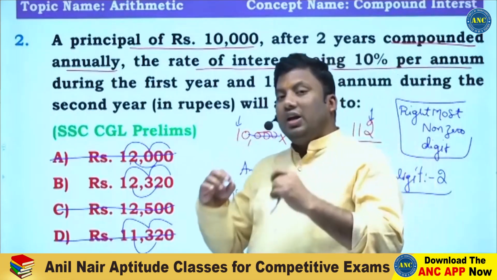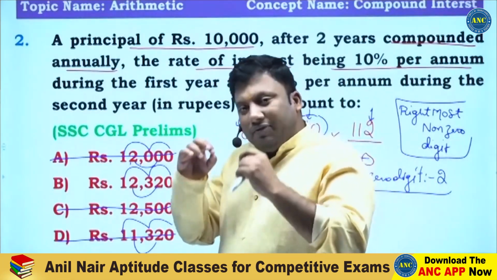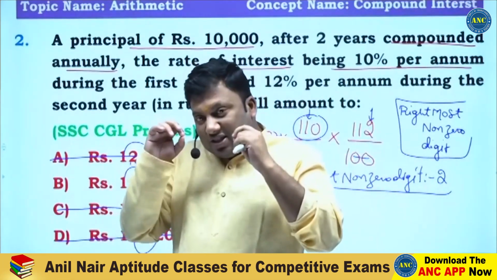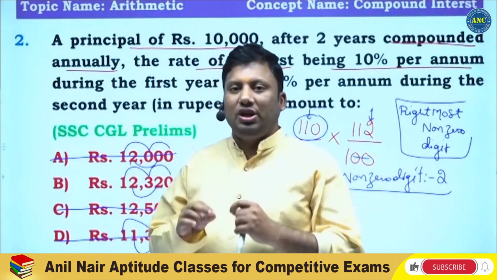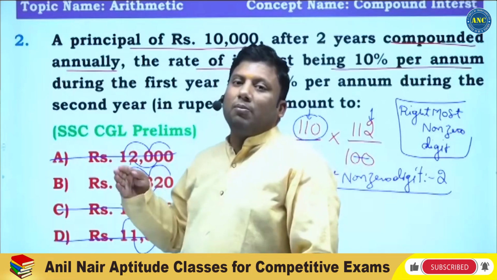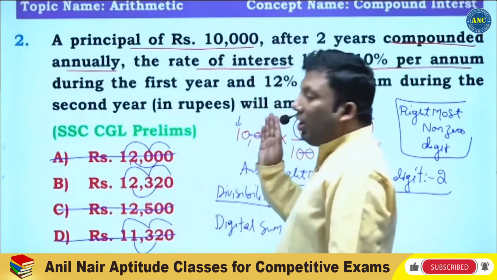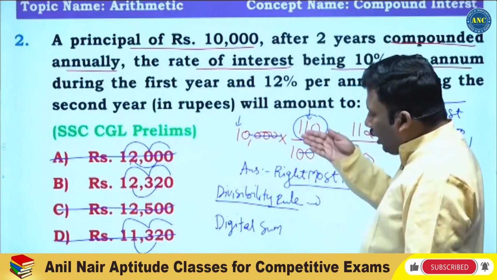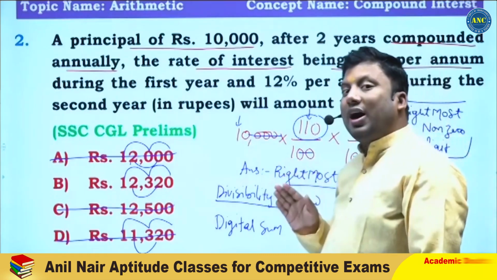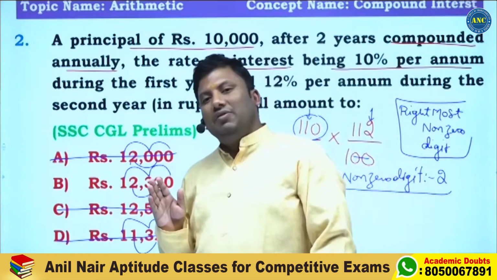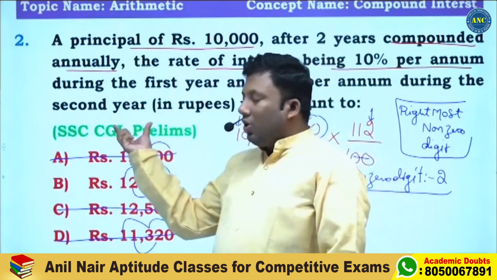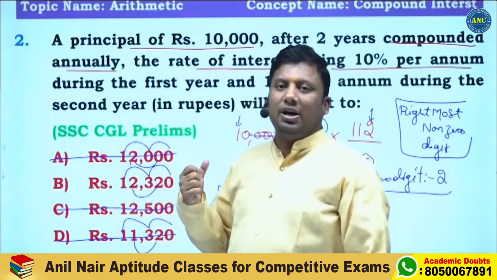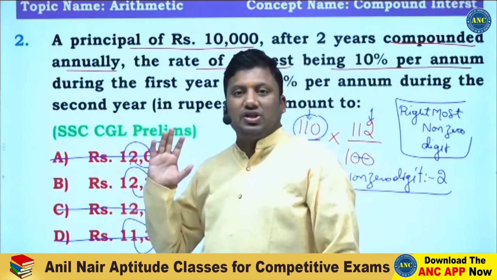The second question is very important to me. Before solving the question, please see the answer options. If the rightmost non-zero digits are the same in more than one answer option, avoid using that method. Go and use a divisibility rule or a digital sum concept. I hope it is clear. This is an original SSC CGL prelims question with the exact answer options.